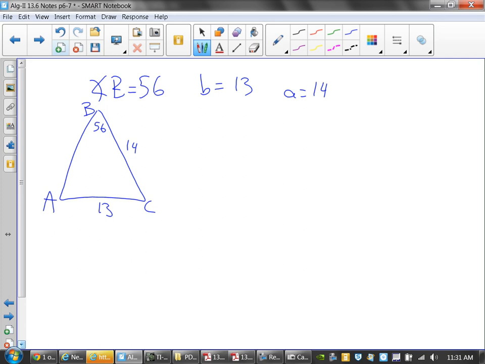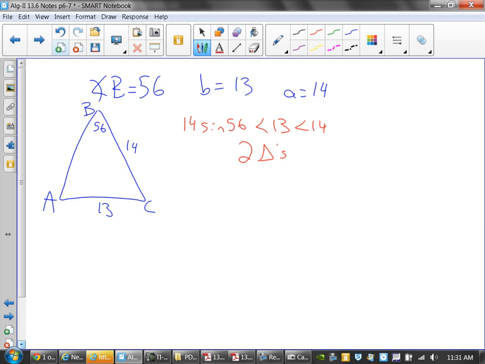Okay. Now from here, check real quick. Is 14 sine 56 smaller than 13? Yep, it is. Is 13 smaller than 14? Yeah, so right now I know that I'm going to have 2 triangles.